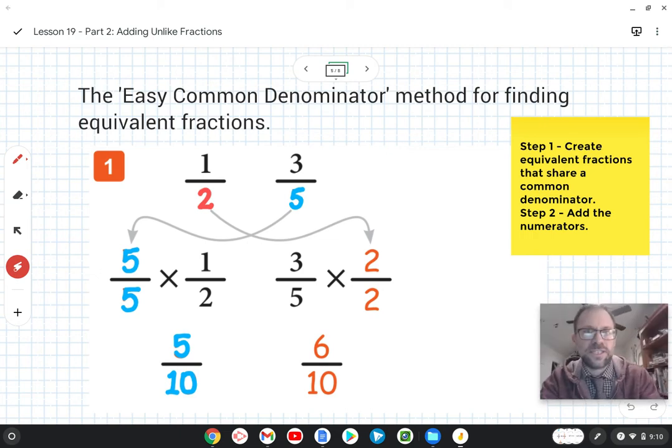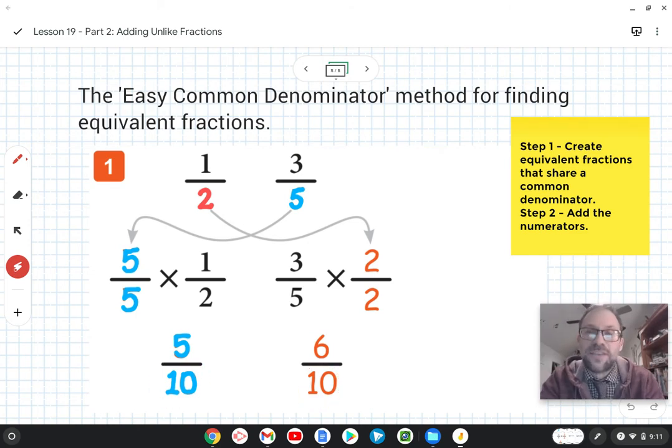Okay, we are going to focus now on how to use the easy common denominator method for finding equivalent fractions. And we have here a reminder of our 2 steps. Step 1 says, create equivalent fractions that share a common denominator. We know what equivalent fractions are now. Now we just have to figure out what a common denominator is. A common denominator is simply a denominator, in this case 10, that 2 fractions have in common. These 2 fractions, 5/10 and 6/10, have the denominator 10 in common.